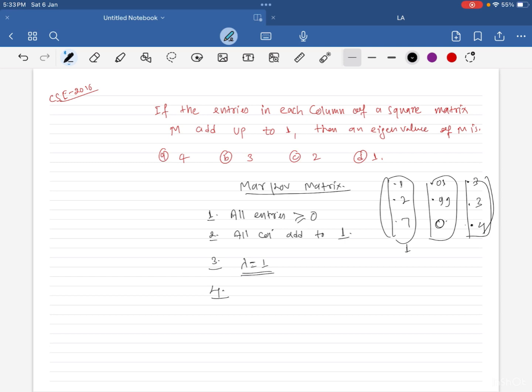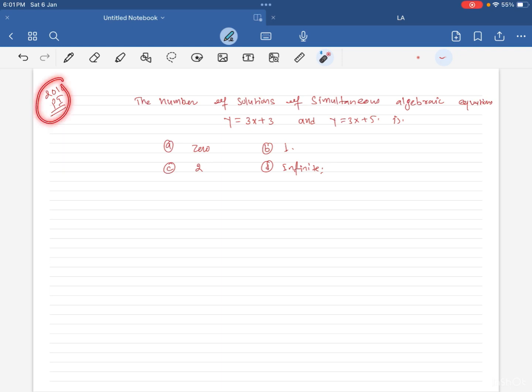Right, so the eigenvalue of M is 1. So 1 is the correct answer. You can look at the properties of this Markov matrix, and you will have more idea. So this question is from 2016 PI branch. I don't know what the PI branch is, but we have the question here.